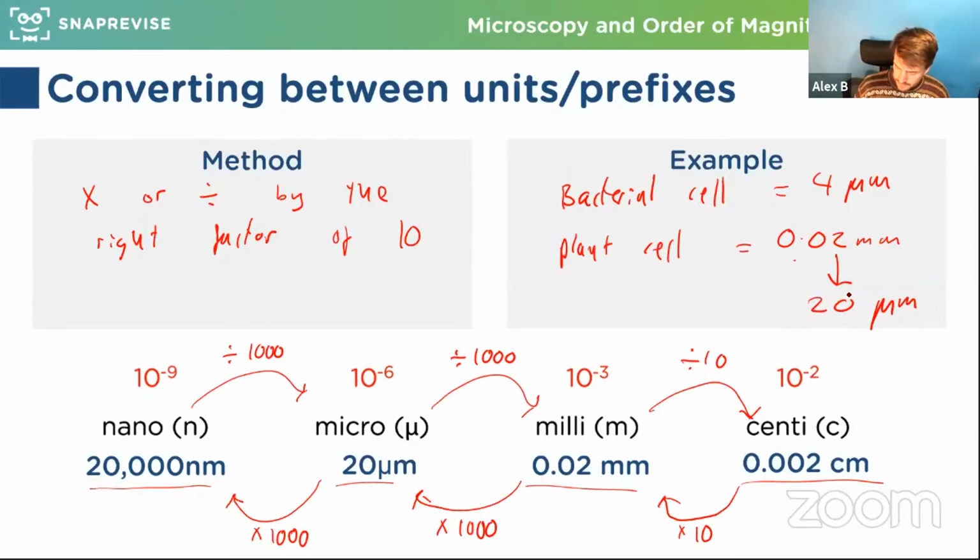Therefore, the plant cell is 20 micrometers, the bacterial cell is 4, so we divide that, it's 5 times larger. Nice.